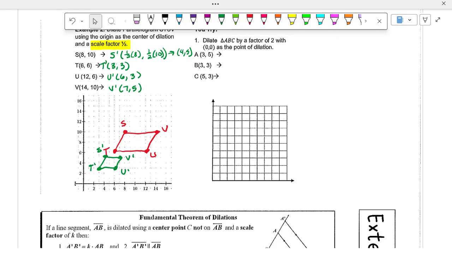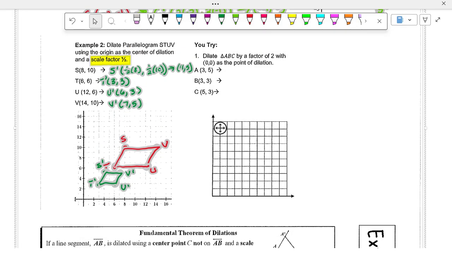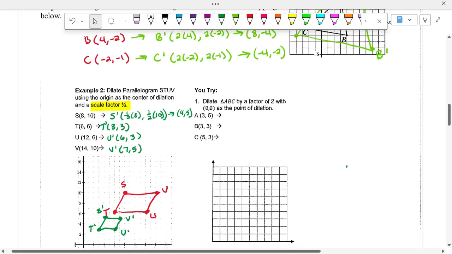Guys, do I even need to do the next example? It's just dilating by 2 again. So let's just get the new points. We're not going to graph it, but let's just get the new points.